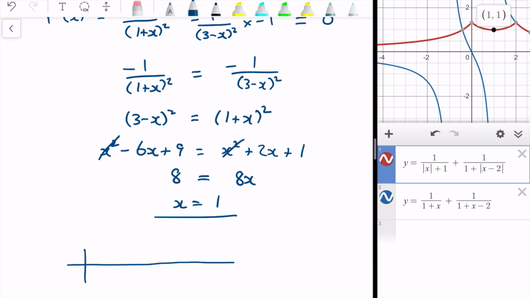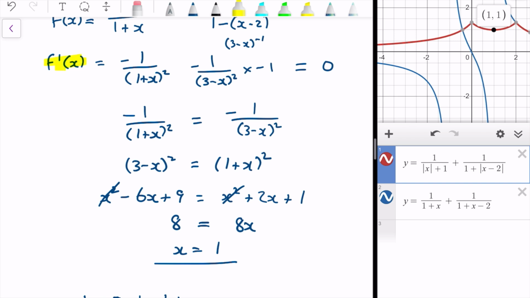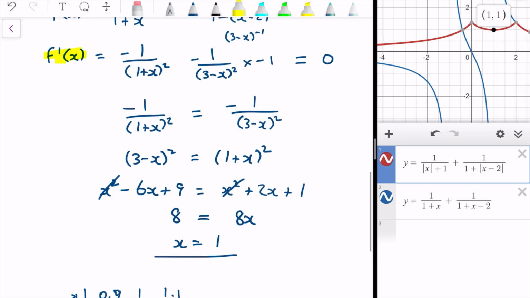So choose a value of x, either side of 1 that's close enough. So I don't know, something like 0.9 and 1.1. So at x equals 1, the gradient is 0, and then substitute 0.9 into the gradient function that we've got up here. Oh, actually no, is it? Yes, it's the same gradient function because in between 0 and 2, the function doesn't change. So yeah, it's that gradient function.